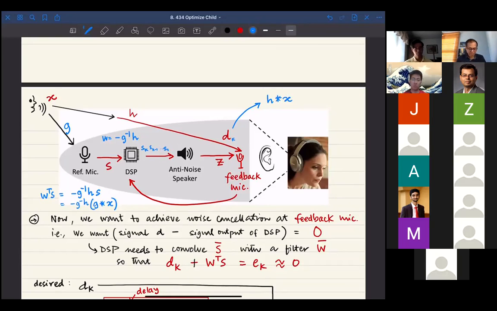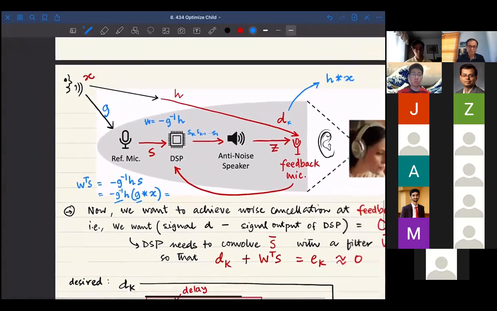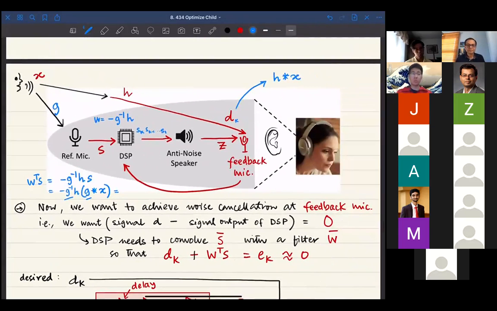Right? So, sorry, let me just clear this once. This G inverse is going to cancel this G. By the way, A convolved with B is the same as B convolved with A. So this G inverse is going to cancel this. So what remains? So what is WTS now?